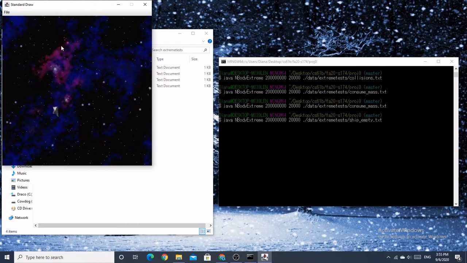You can see the ship will also point toward wherever it is tending to move toward, as dictated by where the user places their mouse.